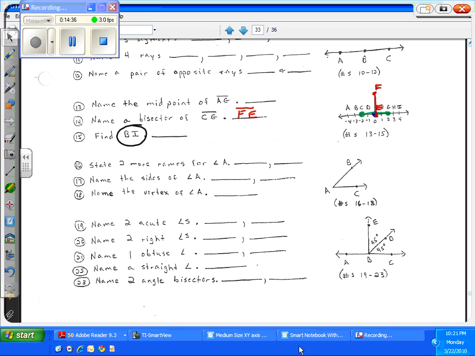When it says find BI, it doesn't mean go, ooh, there's B and there's I, so I found them. Remember that this means line BI, and this means segment BI, and this means ray BI, but BI with nothing above it means to find the distance between point B and point I. And to do that, we use what we call the ruler postulate. And the ruler postulate says that you take the absolute value of the difference of the coordinates of the points to find the distance between them.